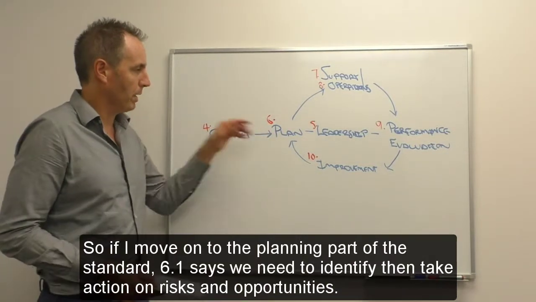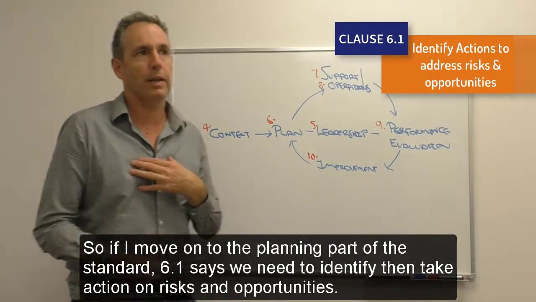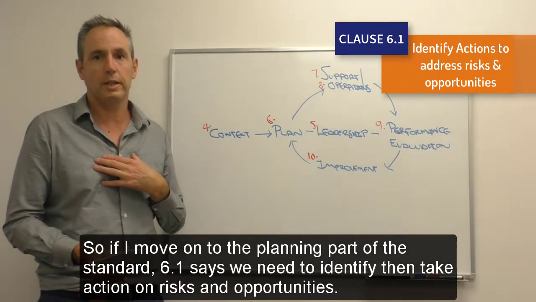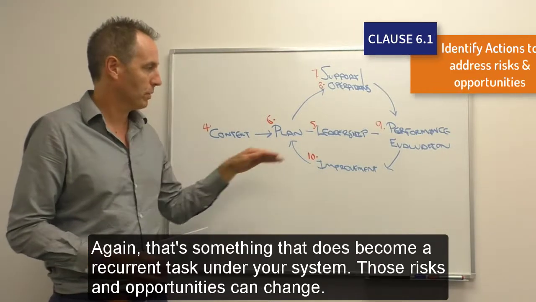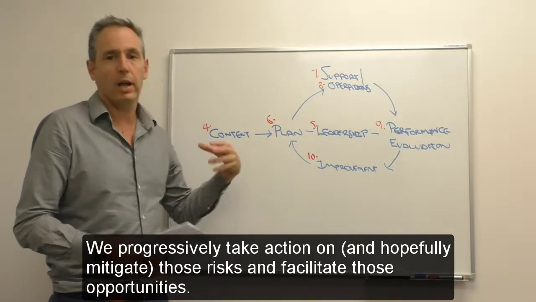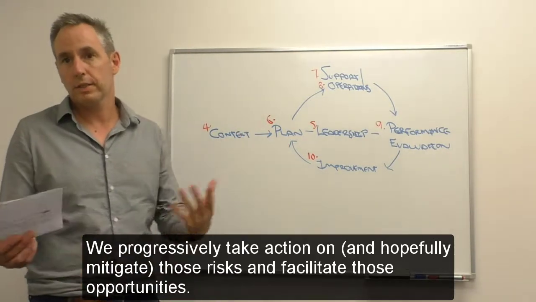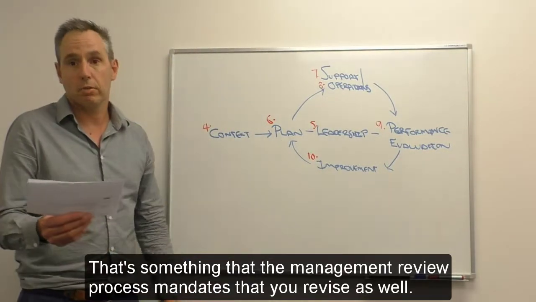So if I move on to the planning part of the standard, 6.1 says we need to identify, then take action on risks and opportunities. Again, that's something that does become a recurrent task under your system. Those risks and opportunities can change. Yes, we progressively take action on and hopefully mitigate those risks and facilitate those opportunities. It's something that the management review process mandates that you revise as well.